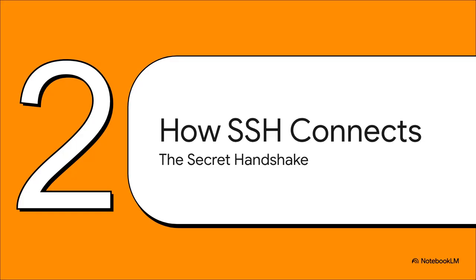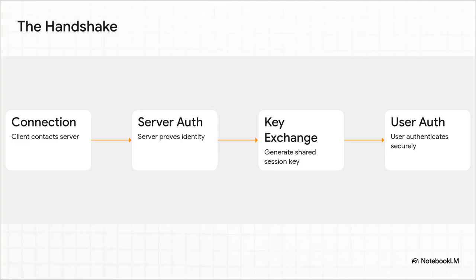Moving right along to Section 2, how SSH connects. Let us understand the behind-the-scenes handshake. This initial meeting follows a very precise four-step process. We start with connection establishment, followed smoothly by server authentication. Then comes the absolutely critical key exchange, and finally, user authentication. Let us walk through these steps chronologically so you can really appreciate the elegance of this design.